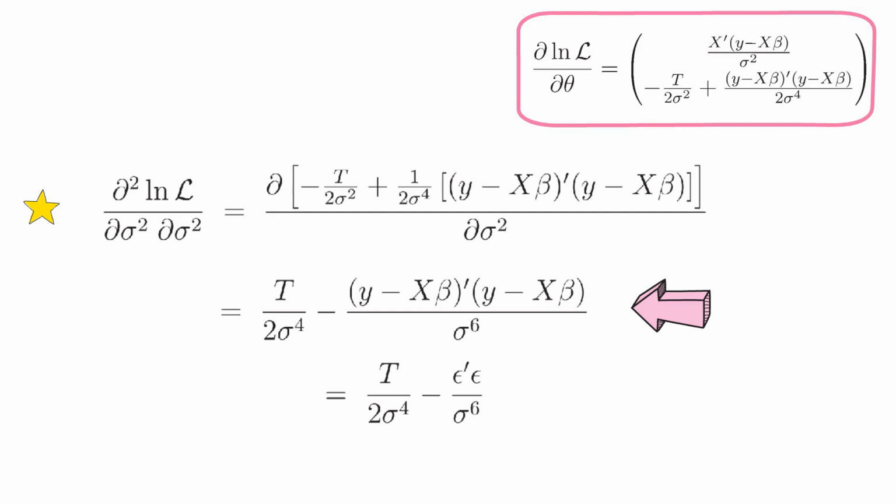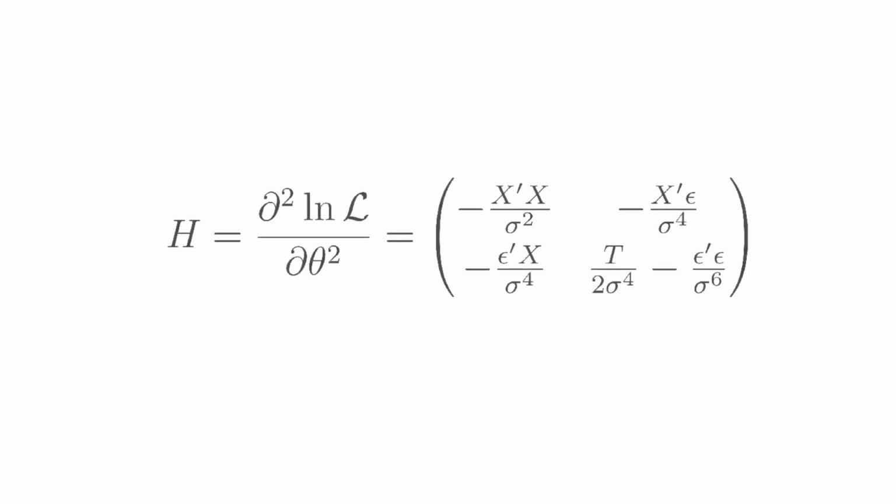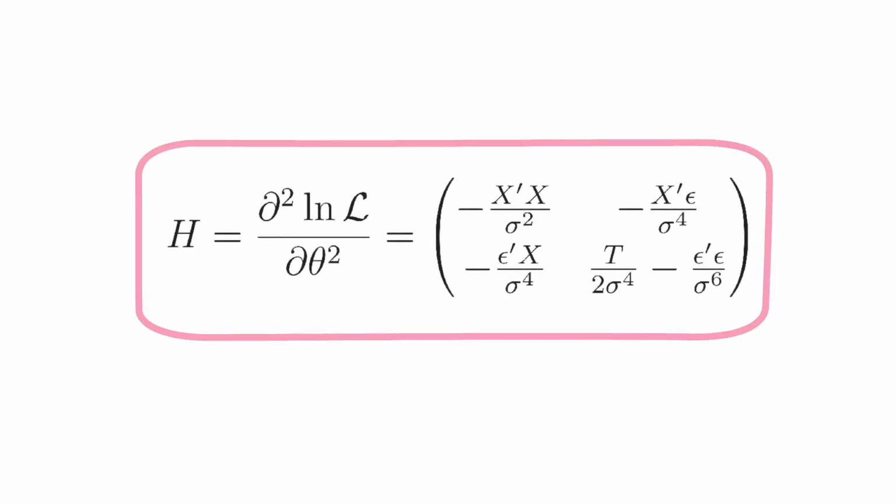Now rearranging terms a little bit, basically just recognizing that y minus x beta is just the epsilon, gives us the solution T divided by 2 times sigma to the power of 4 minus epsilon prime epsilon over sigma to the power of 6. Okay, thus we now determined the Hessian matrix of the Gaussian linear regression model. And I'm just showing here once again, in summary, what that looks like.